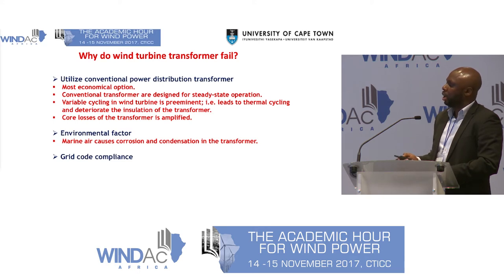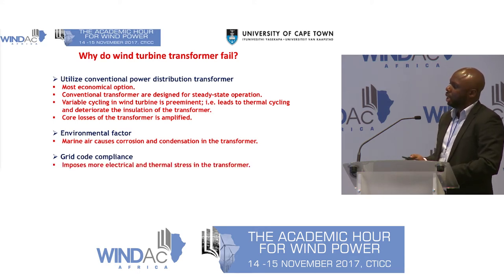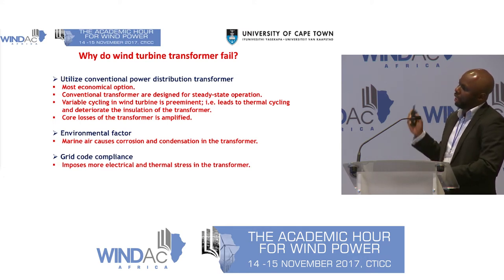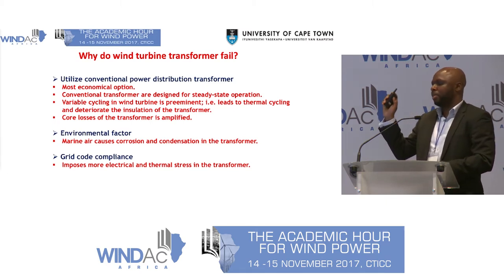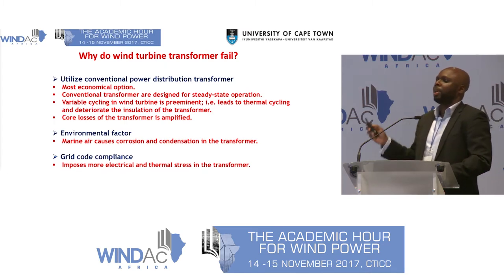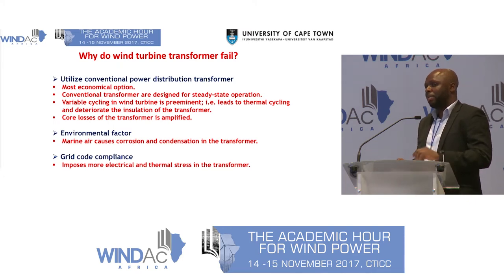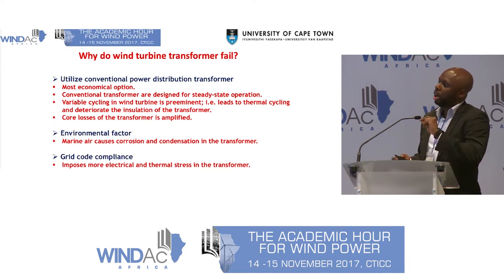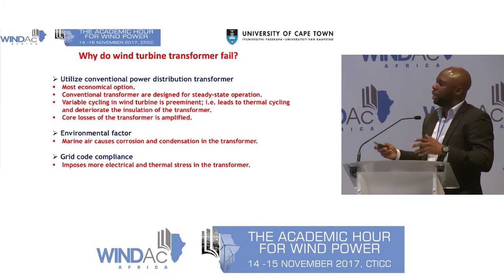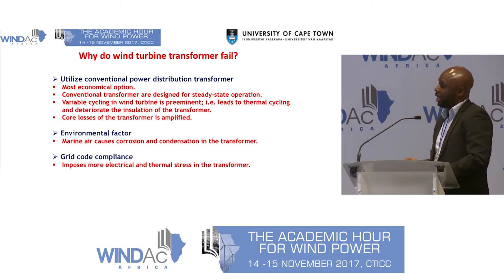And another vital reason is grid code compliance. If we're very much aware of existing grid codes, one of the stipulations is the fact that your wind turbine must remain connected to the system, irrespective of the type of faults, either voltage sag or asymmetrical voltage unbalance or symmetrical voltage unbalance. And the turbine itself must ensure that by generating reactive current into the grid, it helps the grid recover from the fault that has been established.